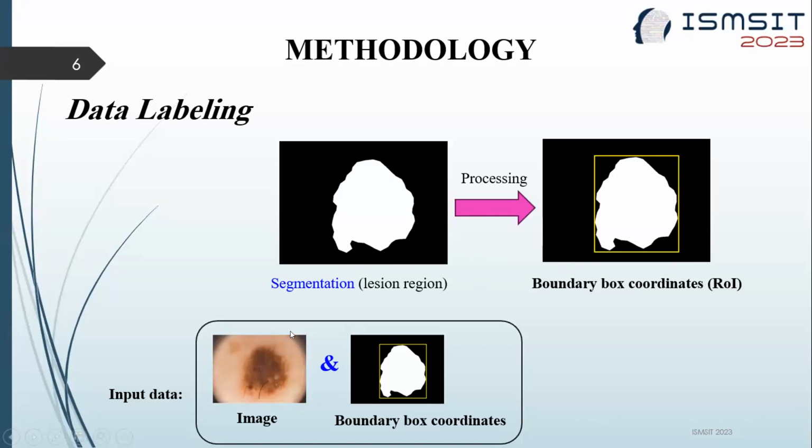So for the input to the models, after the pre-processing here, we get the images from the datasets, and we also get the boundary boxes that serve as the label for the model.